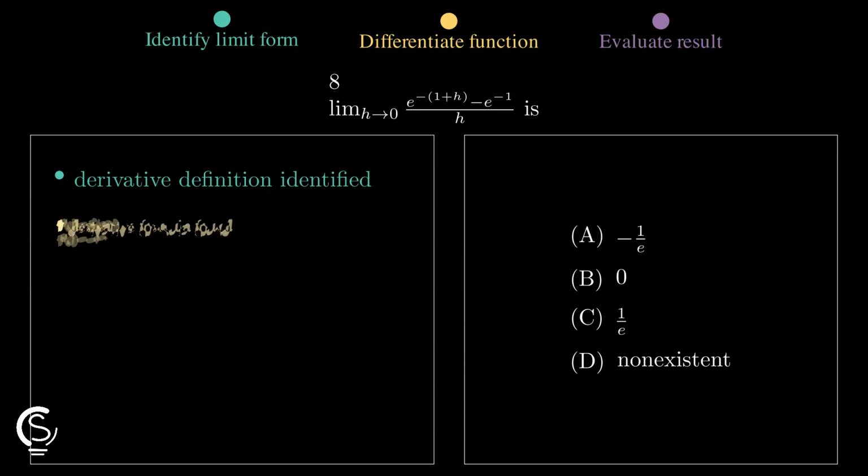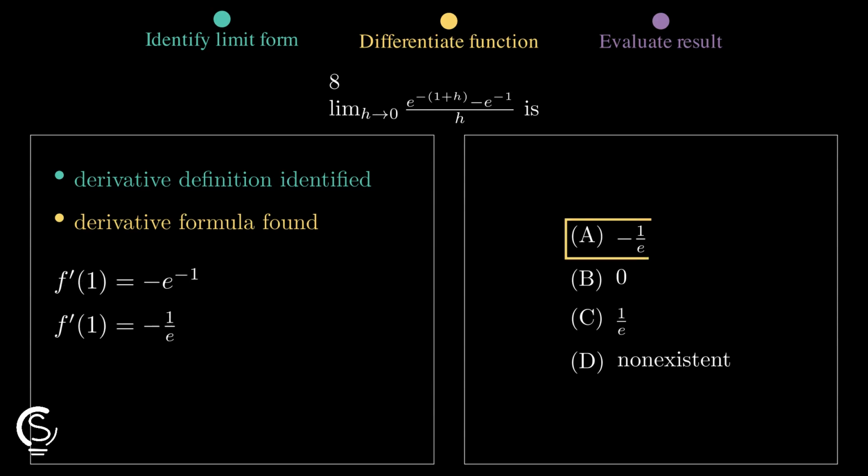Finally, substitute x equals 1 into our derivative formula. This gives us negative e to the power of negative 1, which is negative 1 over e. That is correct.